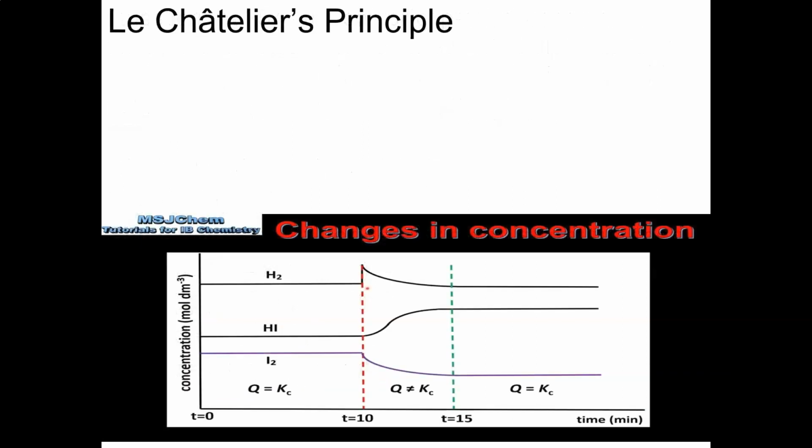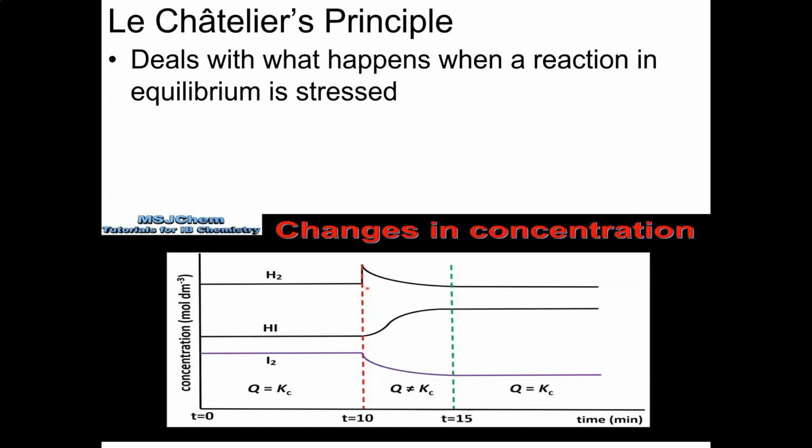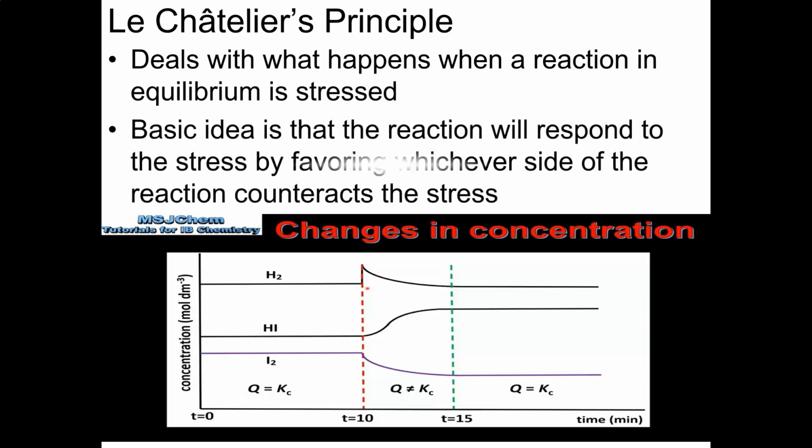All right, the last thing was Le Chatelier's principle. It deals with what happens when a reaction is in equilibrium with stress. Basic idea is that the reaction will respond to the stress by favoring whichever side of the reaction counteracts that stress. So whatever you do to the reaction is going to try to undo it. So here's an equilibrium scenario. If you notice, right now you're at equilibrium because they're all flatlining.